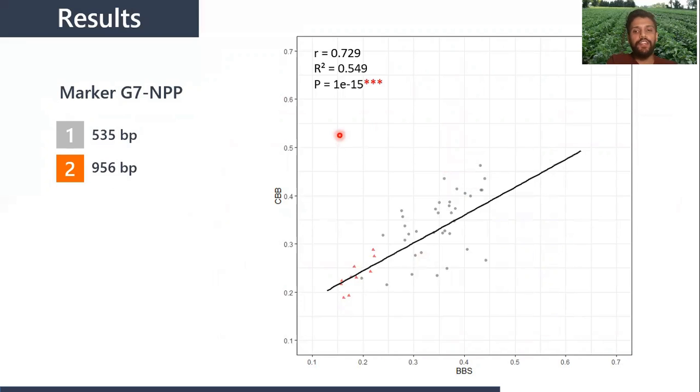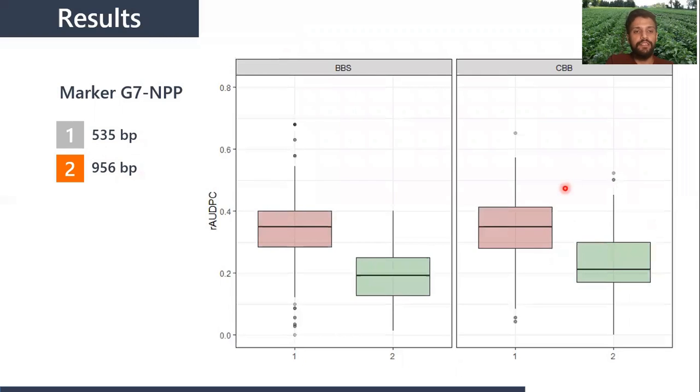Here's a second marker. This is the most recent marker developed for common blight, and it also had a statistically significant difference between groups, and we can see that the beans that had the upper band, shown here in orange, had lower ratings, and this can also be seen here in the box plot with the lower ratings on the right.